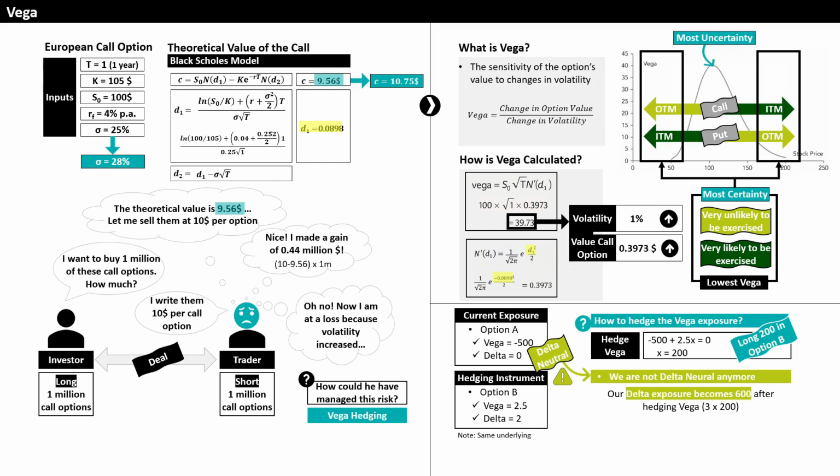And remember from my previous lesson on how to hedge delta, in order to remain delta neutral, we need to go short 600 shares of the underlying. So this is how we hedge our Vega exposure while keeping our position delta neutral.